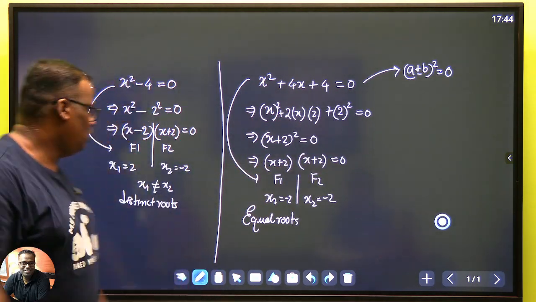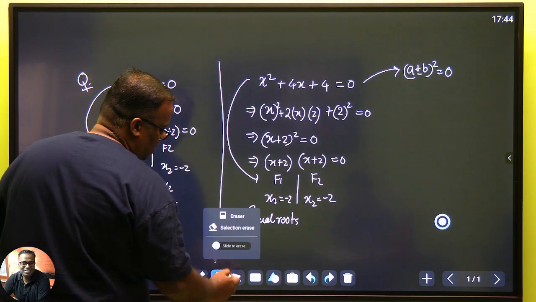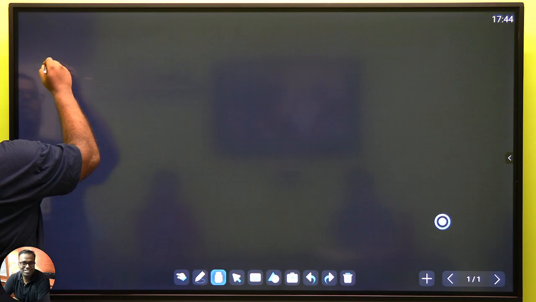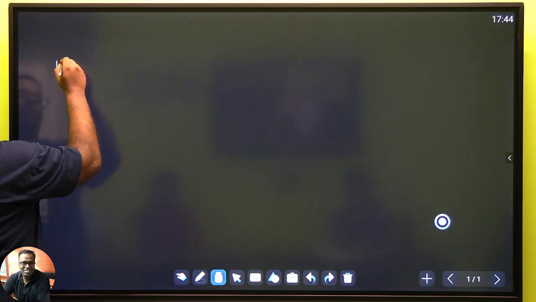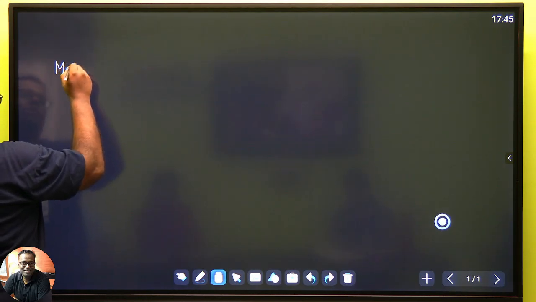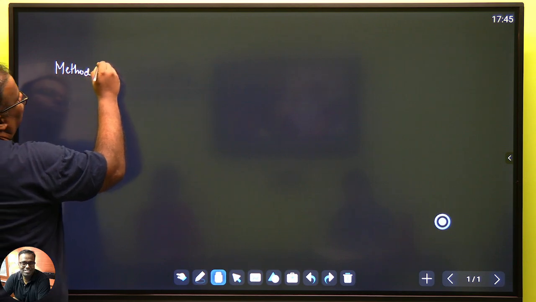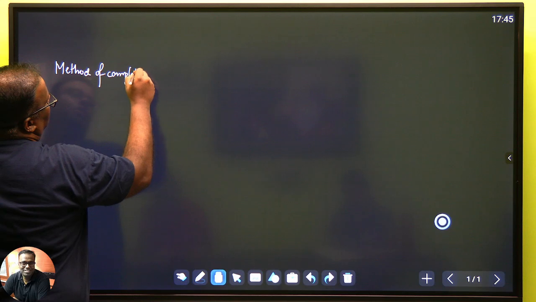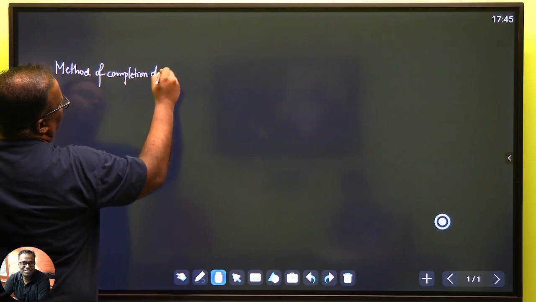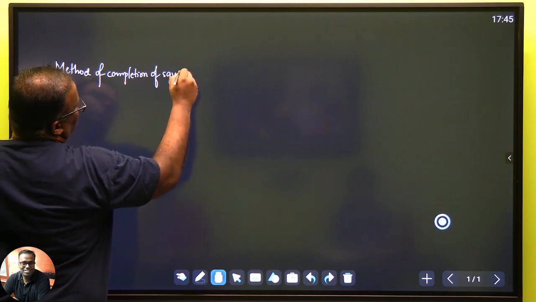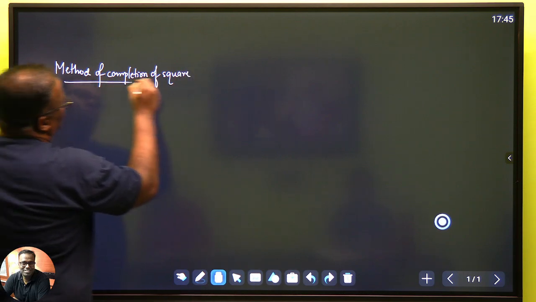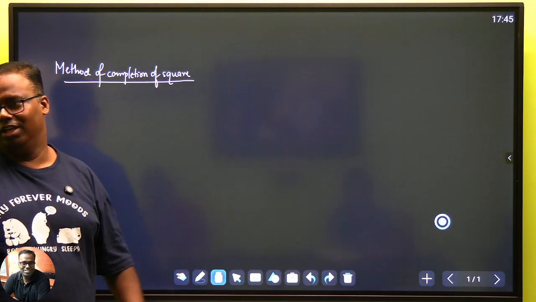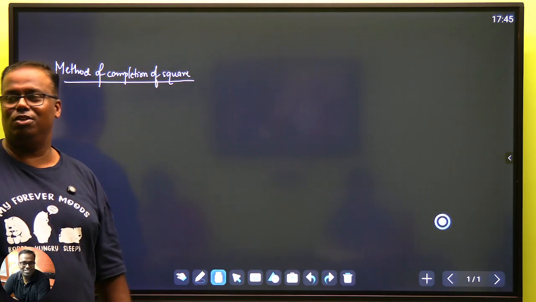Right. We go to our next part, which is one of the most interesting chapters of algebra. We'll see what is called the method of completion of square. Usually people don't use it because they find it lengthy, but the formula that you use, minus b plus or minus, has come from here only. Method of completion of square.